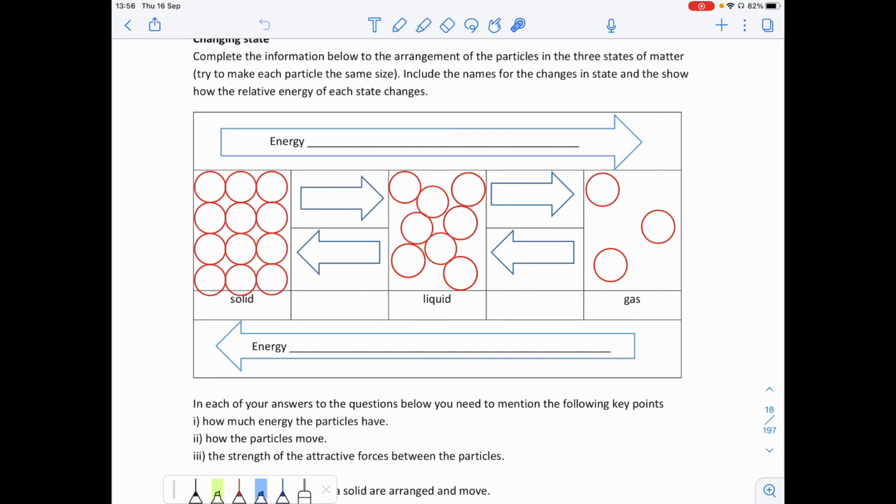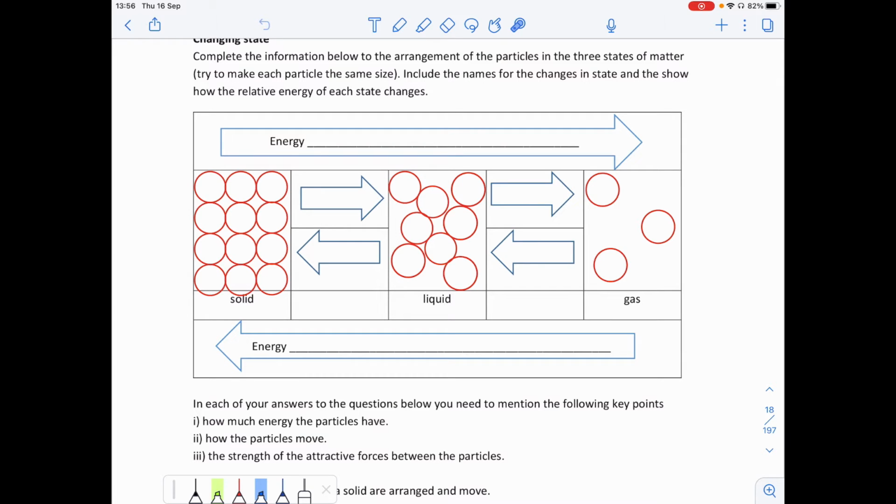And the final state is gas. And gas, you can see in the same size space we have fewer particles. The particles got more energy and are whizzing about quickly. The particles are not touching, they can move very freely, and the attractive forces between the particles has become a lot lower, a lot weaker.